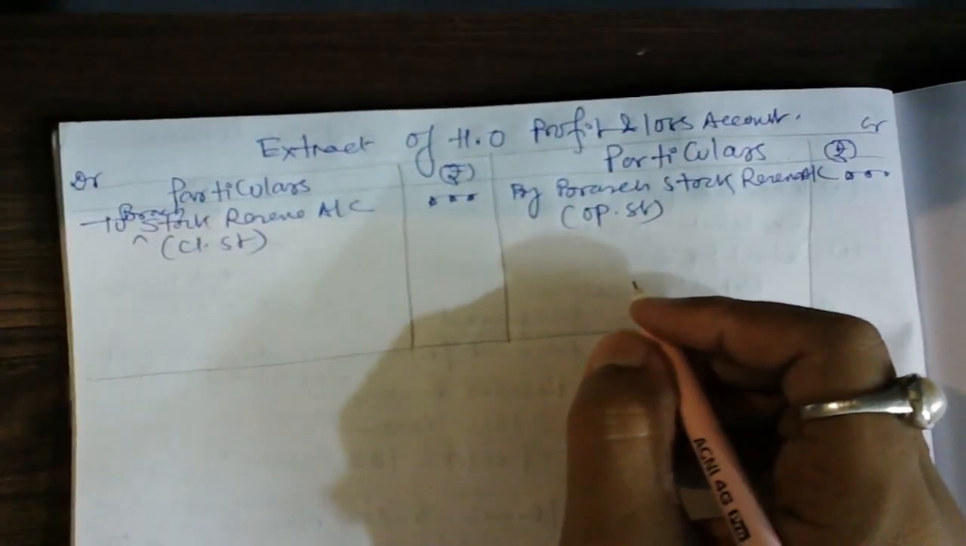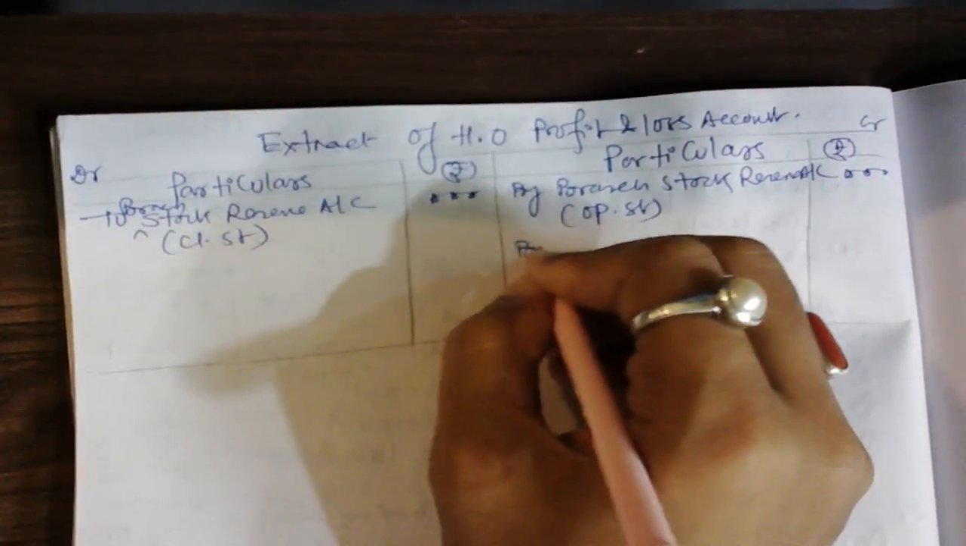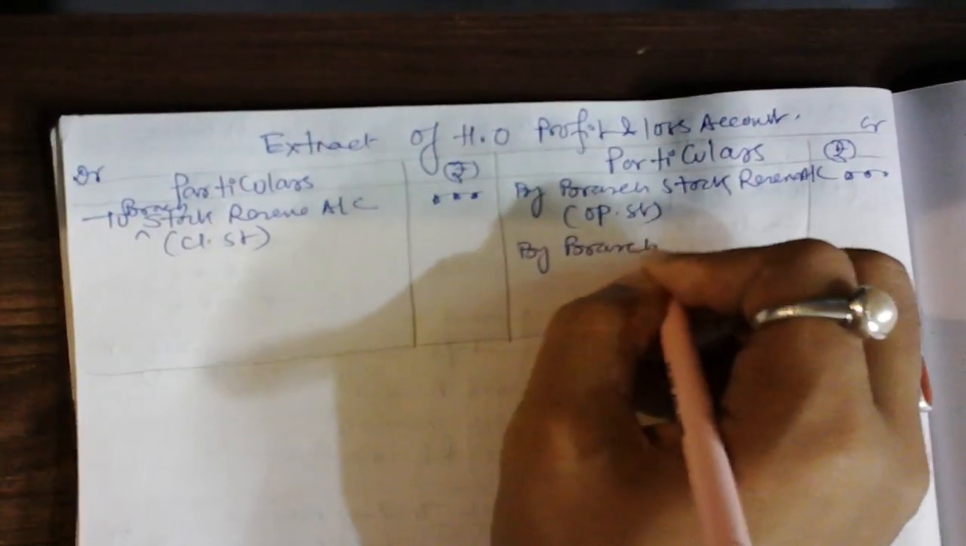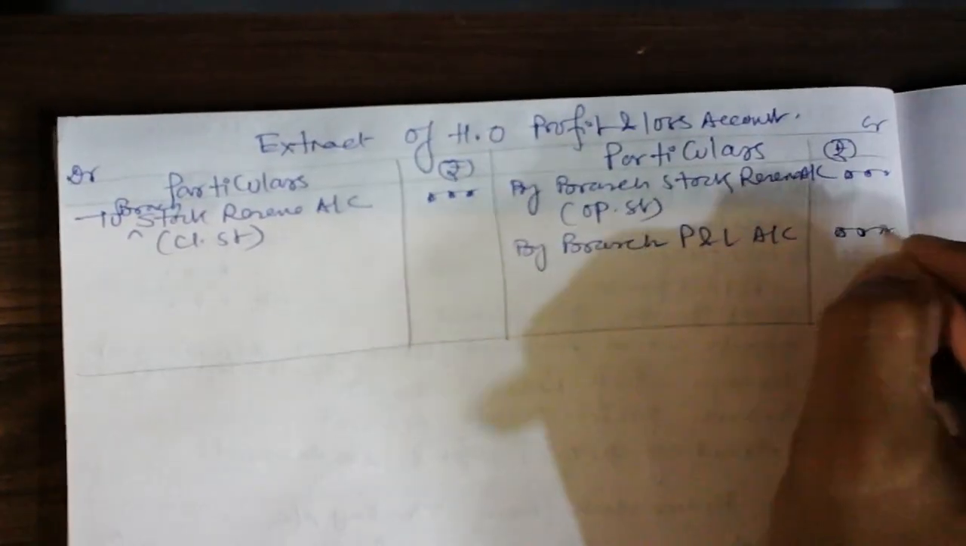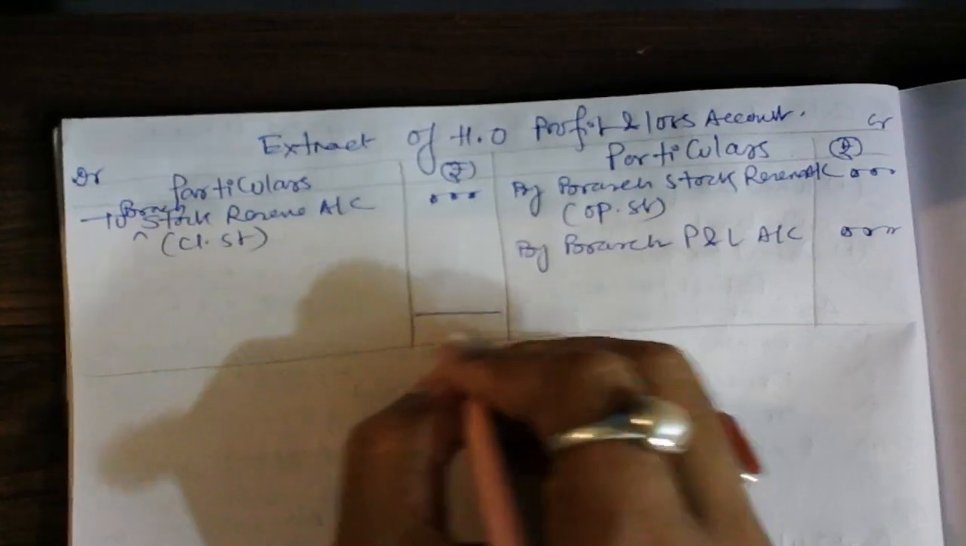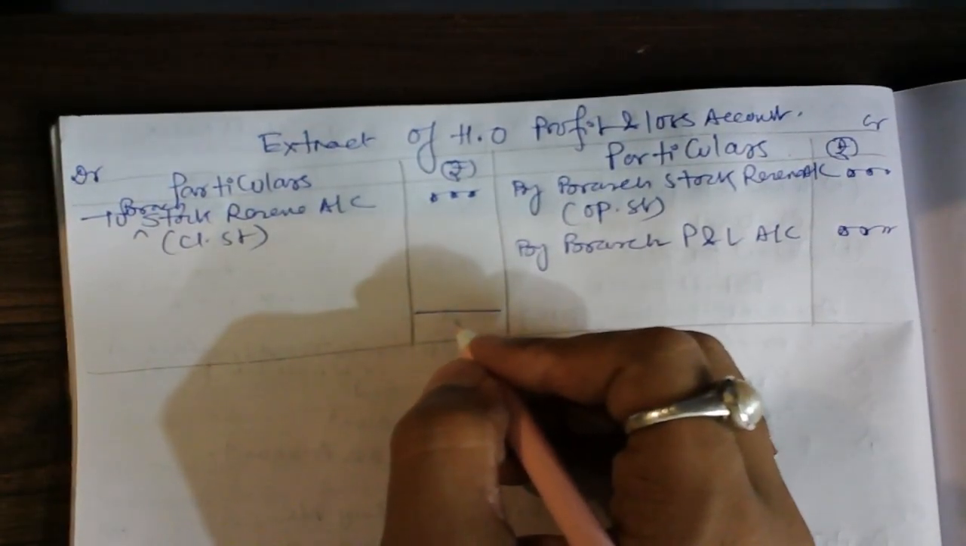Perfect. After this, what we have is simply the branch profit and loss account. So you can write here: branch P&L account, the profit we have made. This is how we are going to do it.